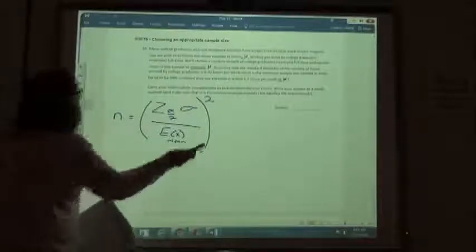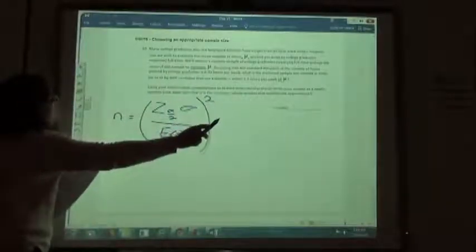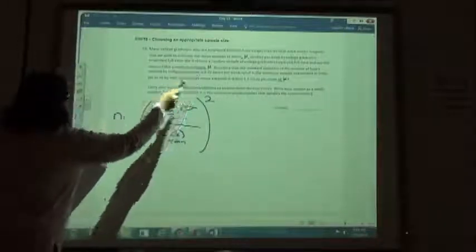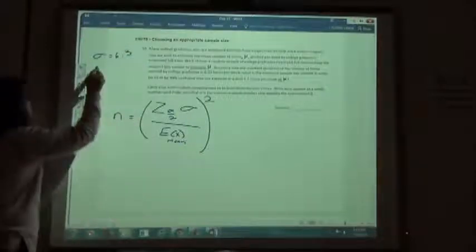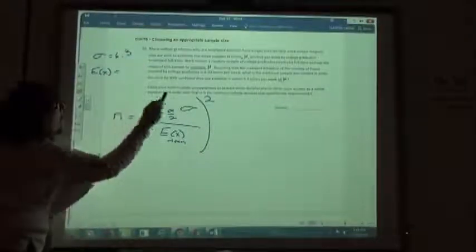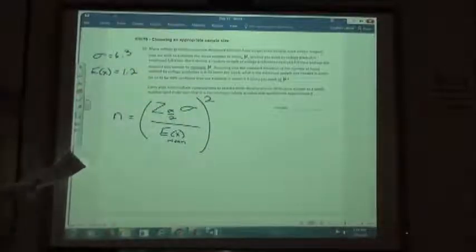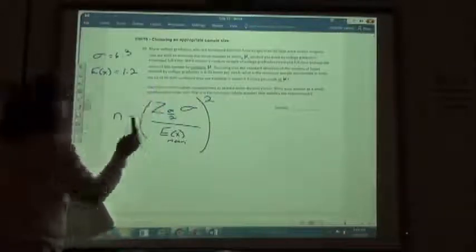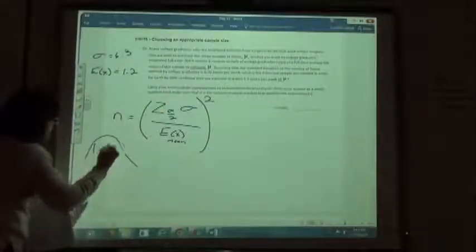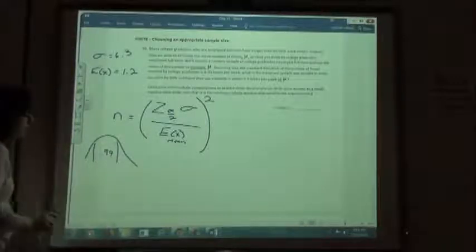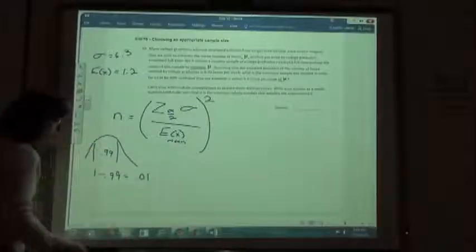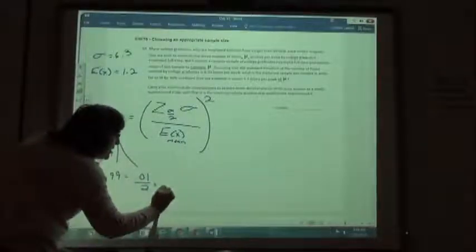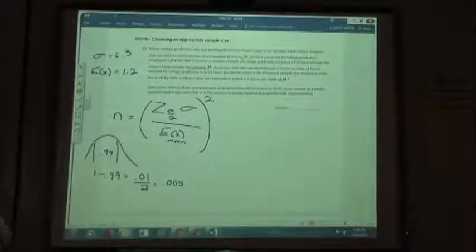So, our sample standard deviation, 6.3. The mean, which is going to be our E of X, is going to be the 1.2 hours. We want to do a 99% confidence interval. So again, if this is 99%, we're going to do 1 minus 0.99, which would be 0.01. We're going to divide that by 2, which is 0.005, right?